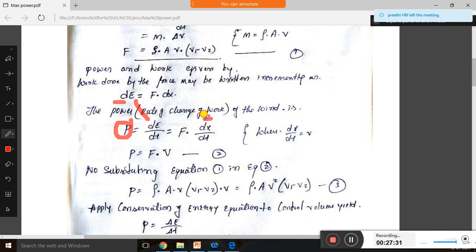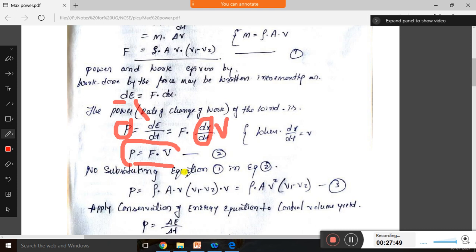And this dx/dt we already know is V, the velocity. Velocity means the change in position with respect to time. So finally we can write the power P = F × V, force into velocity gives the power. We can call this equation 2.